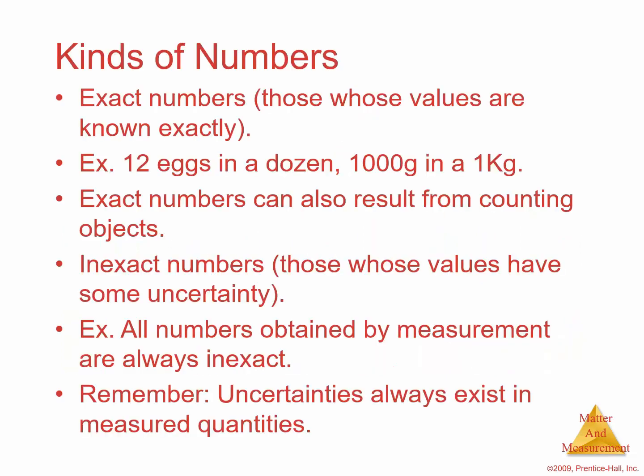Two kinds of numbers are encountered in scientific work: exact numbers, those whose values are known exactly. Example, 12. There are 12 eggs in a dozen. 1 kilogram contains 1000 grams. Exact numbers can also result from counting objects, as if you say there are 20 men in this room.